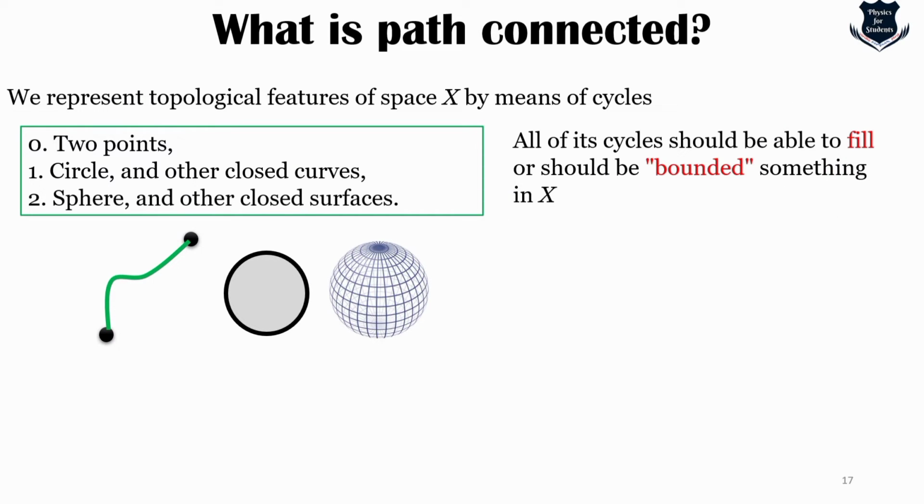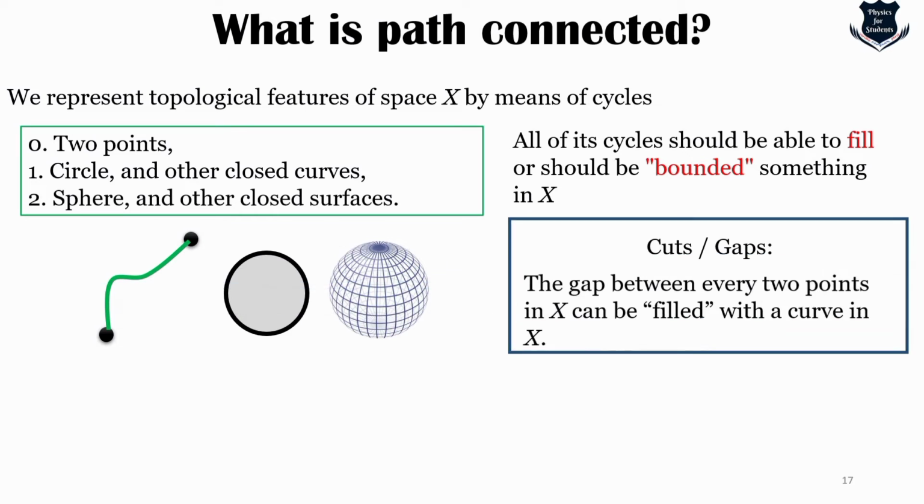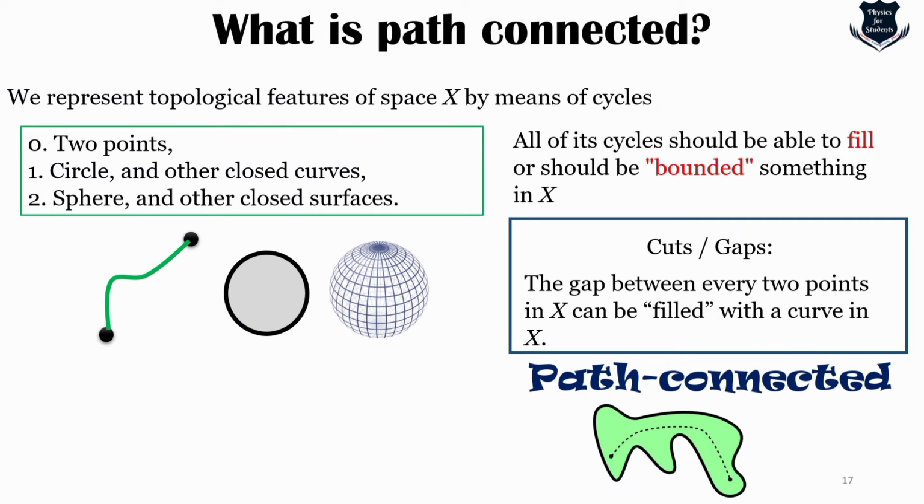So for anything X, for example a space, to be a featureless object, all of its cycles have to have a trivial sense. All of its circles should have the capacity to fill the opening of the cycle, its ability to contain or bound something in X. Okay, so the cuts and gaps, the gaps between 2 points, as we see, can be filled with a curve in X. Very simple, and this is what is called path connected.